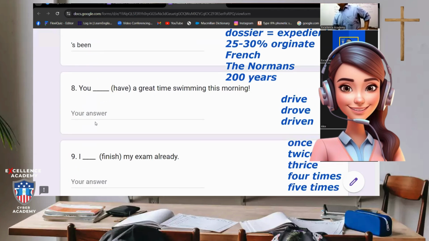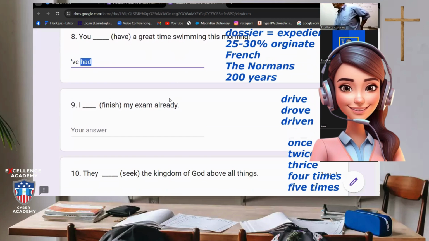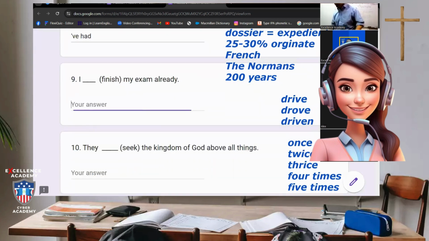Number 8, you have a great time swimming this morning. What's the contraction there? You've what? Had. Yes. You guys absolutely need to learn this. You have had, you got to do that. That's the only way you're going to reach and speak advanced English. You need to use this verb. You have had. That's beautiful, Danny. You've had a great time swimming this morning. Number 9. What's this one?